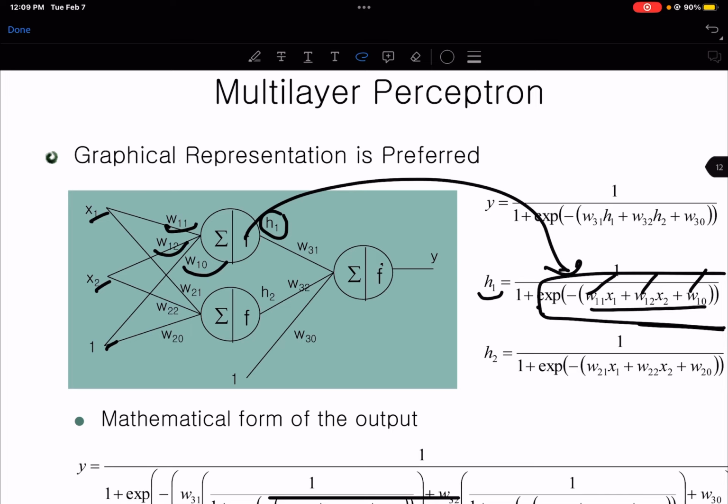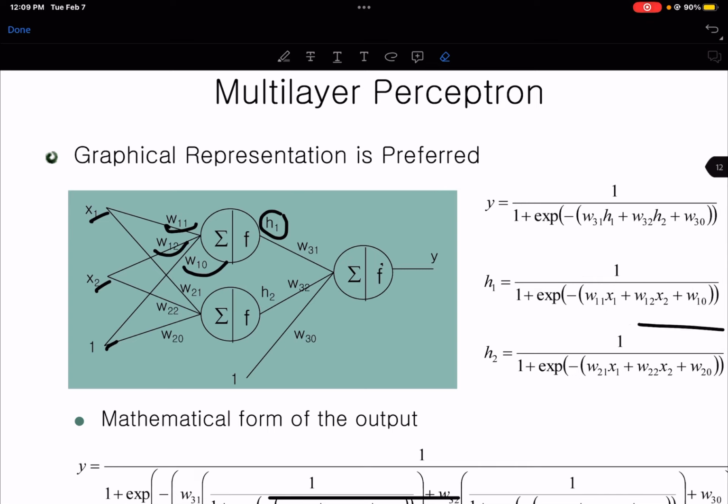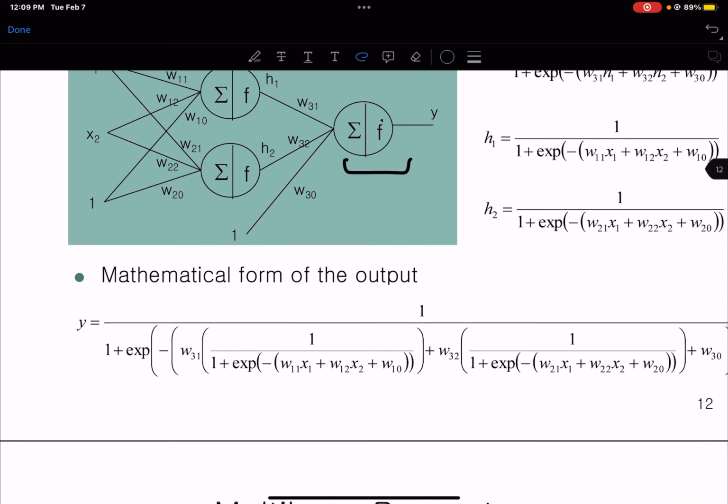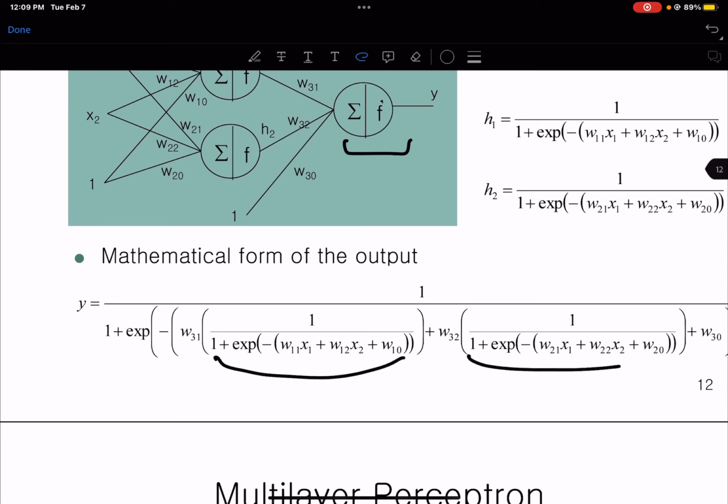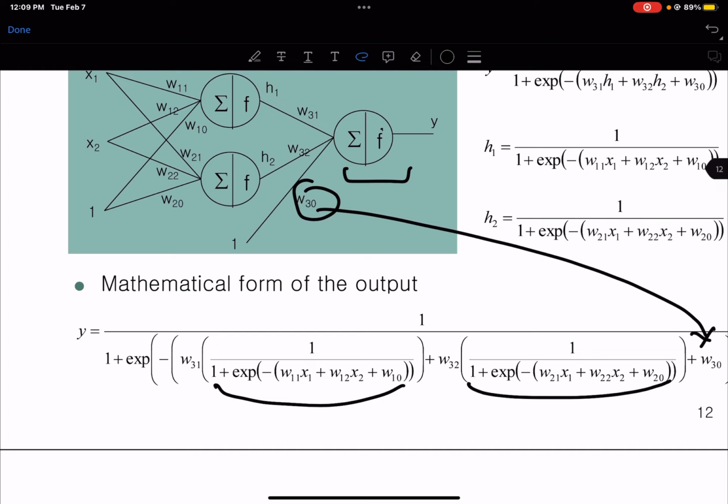to create your h1 function. And that h1 and your h2 are then input into the next layer. Here in the next layer we have the output layer, so they will be input into your next layer, the output layer. We have an additional w30 here, weight value, to estimate our y.